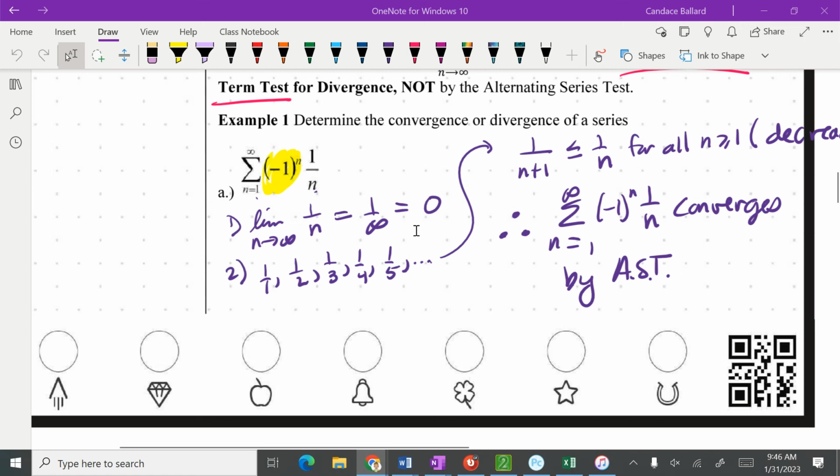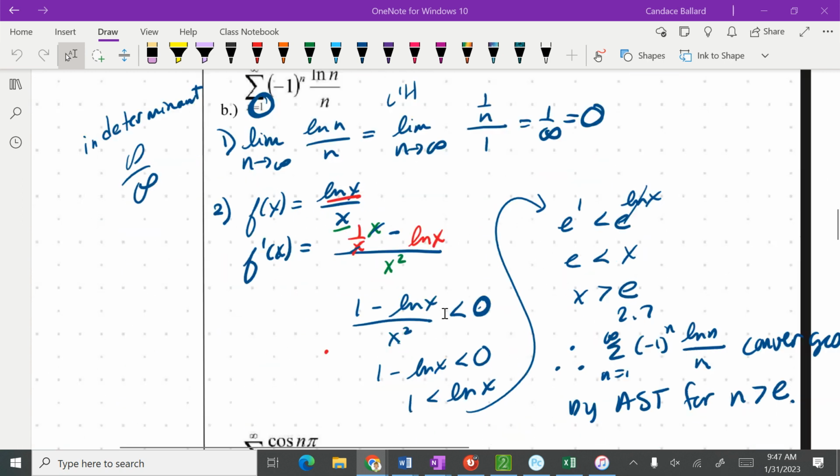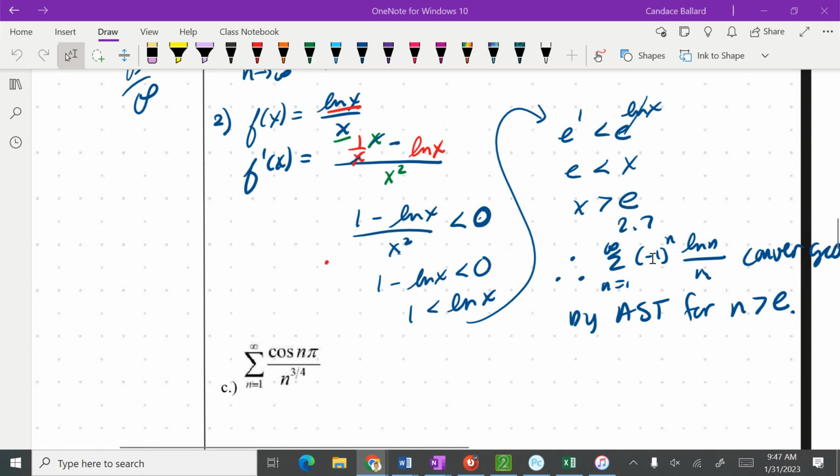The limit as n approaches infinity has to equal 0. If it doesn't equal 0, then it might diverge, but it diverges by nth term. And then we have to prove that our terms are decreasing in some way. It might be that we can just write them out, but if they're too hard to write out, we might have to do a first derivative test.